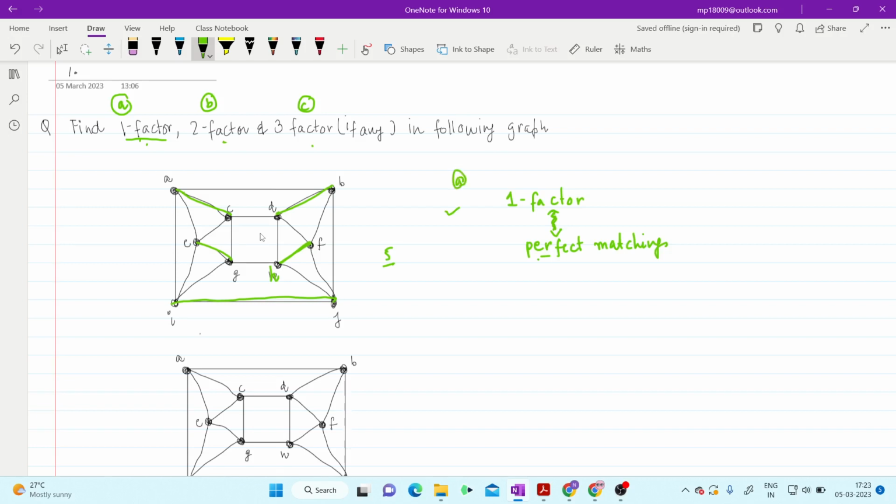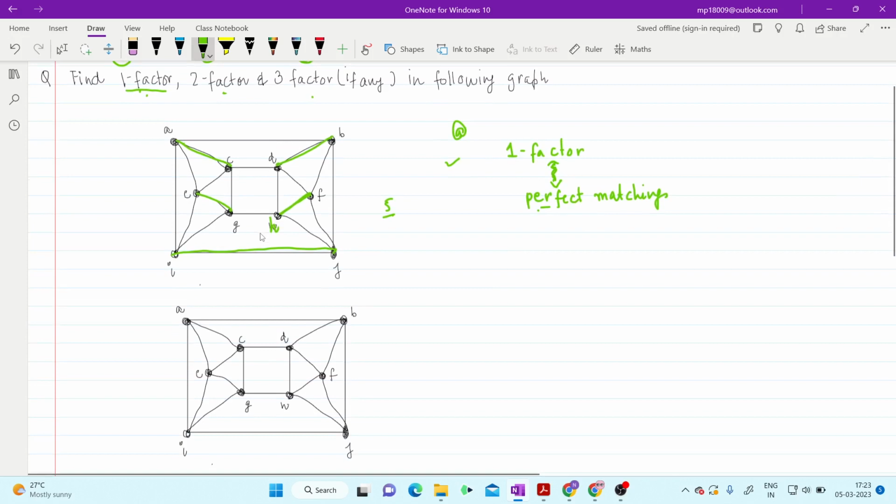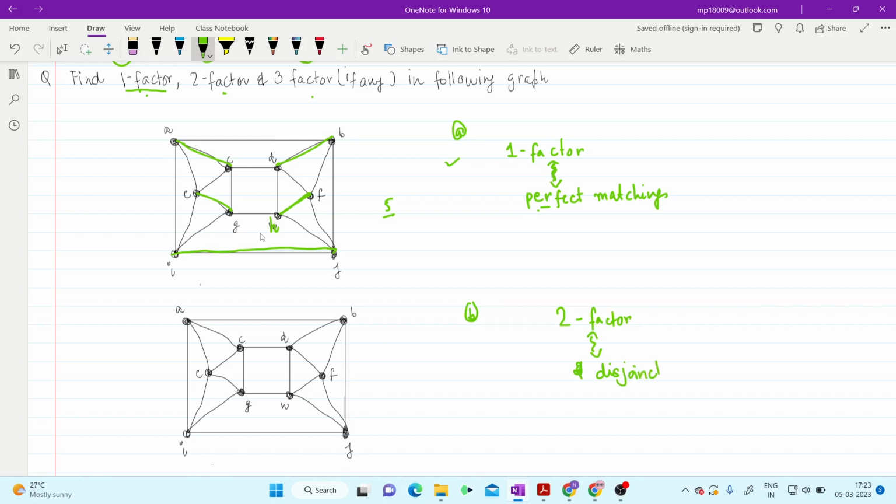Okay. So now once we have found a one factor, the B part is to find a two factor. As I have told you earlier, a two factor is basically finding disjoint cycles, not necessarily two, disjoint cycles covering all the vertices.